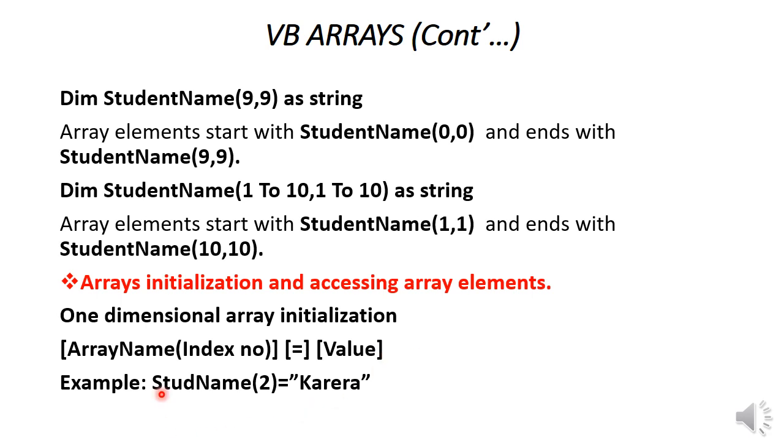So here we have an example of an array called student name, and this is the second memory location of this array, which has been initialized to this value. This value is a sequence of letters, so it's text, a set of characters. That is the reason why we have used double quotes here.